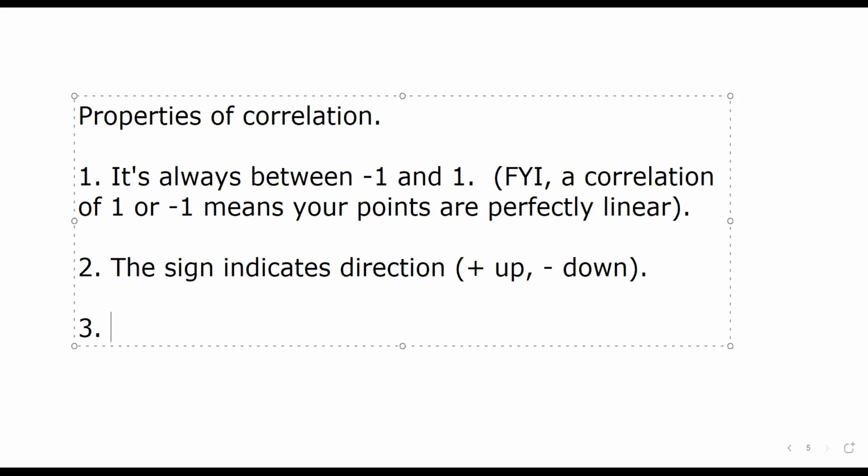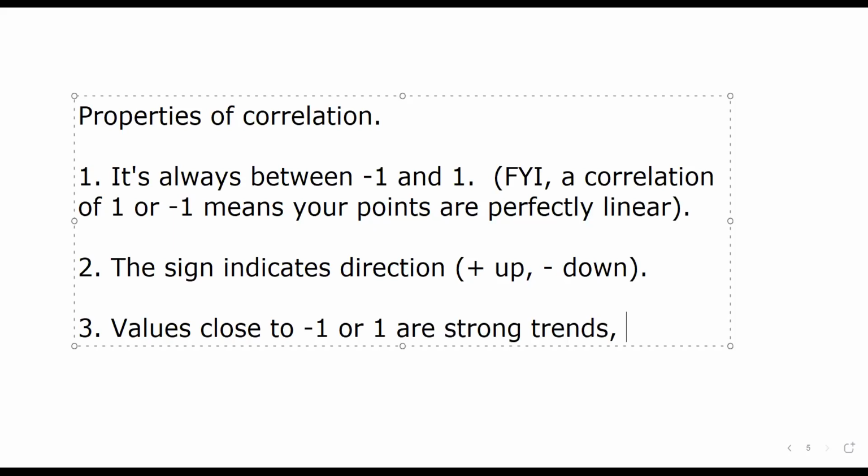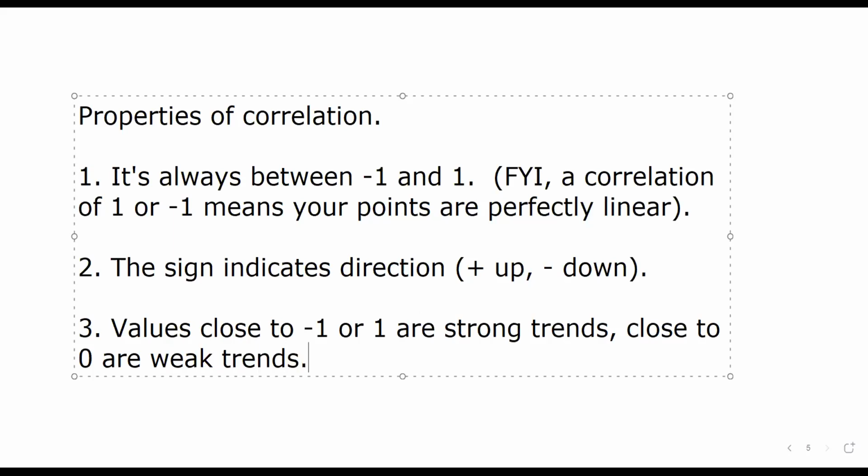Number 3, we've already said this also. Values close to -1 or 1 are strong trends. Close to 0 are weak trends. So when you're asked to describe a trend, there's usually four possible answers to that. You could say strong positive, weak positive, strong negative, or weak negative. We'll look at some examples of each here in a moment.